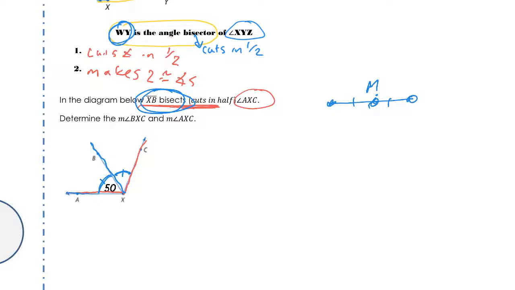So if this angle, AXB, is 50 degrees, and I know it's bisected, I know the other angle is also 50 degrees, because it's cut in half. And this whole angle, AXC, is 100, because 50 plus 50 is 100. So there's a couple things we know. So let's see how this looks with some x's.